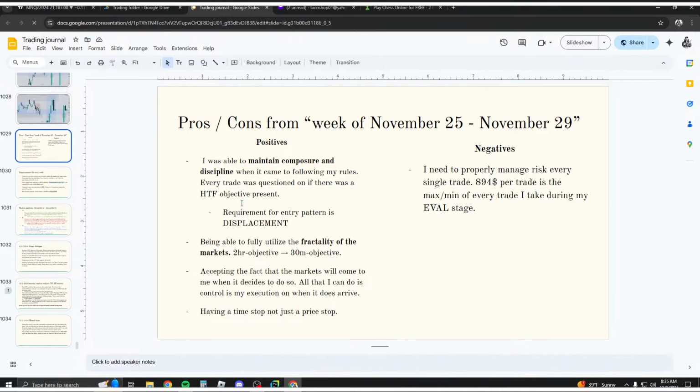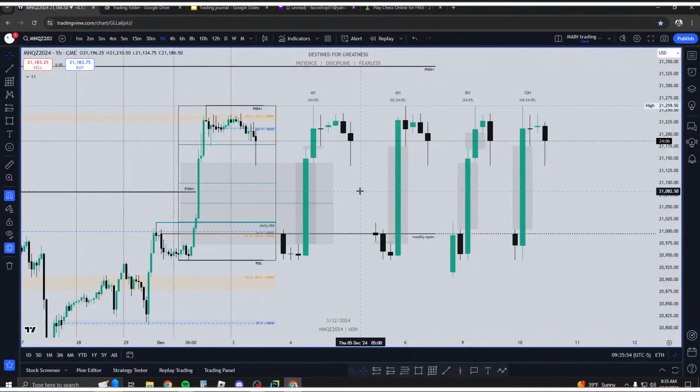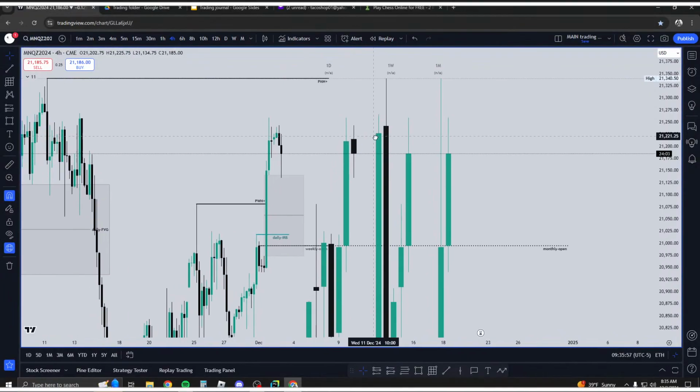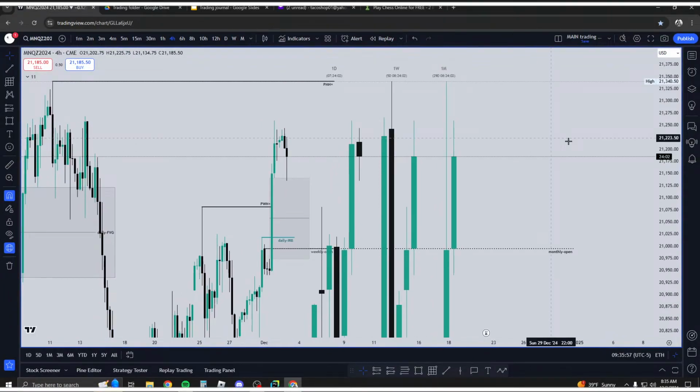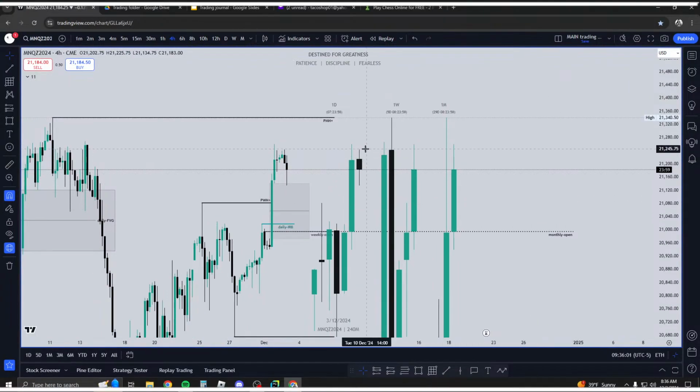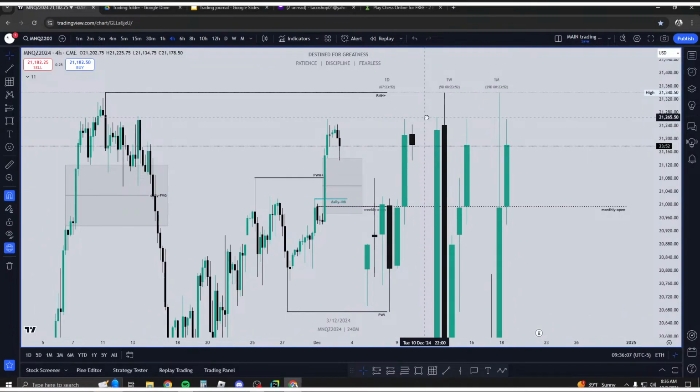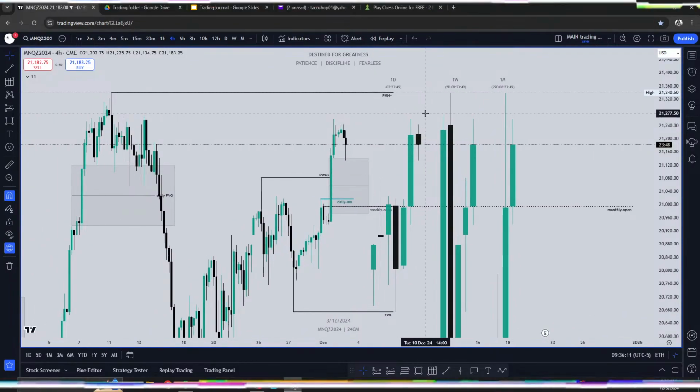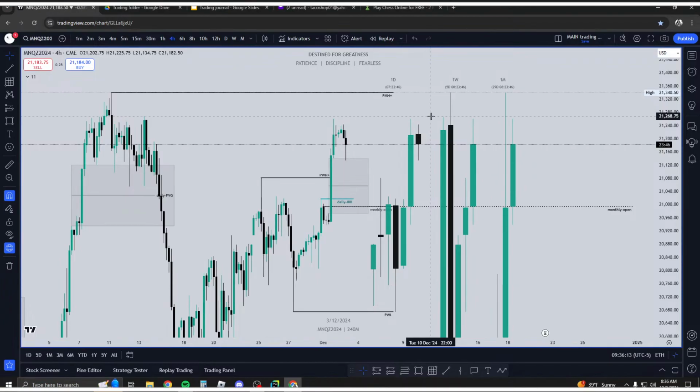So what are my rules? I'm going to require there to be a higher time frame objective for every single one of my trades. So like I said before, even though I can anticipate for previous day high to be taken, I am requiring a higher time frame objective. So is there another reason why price should be continuing higher?